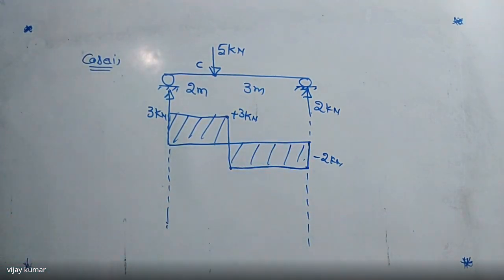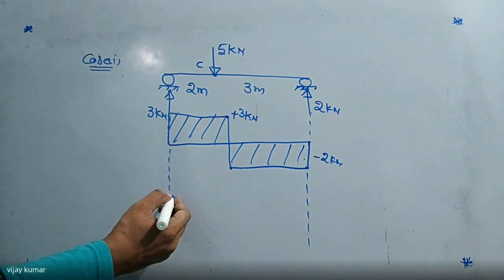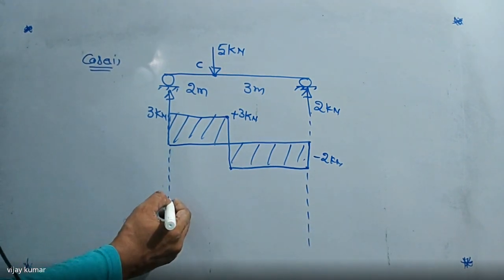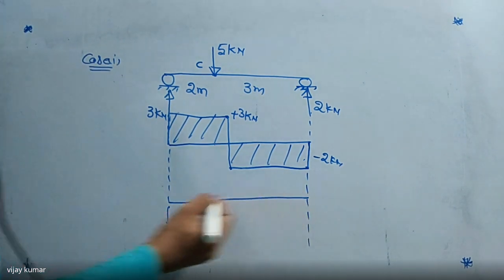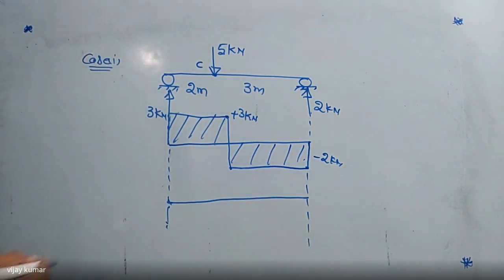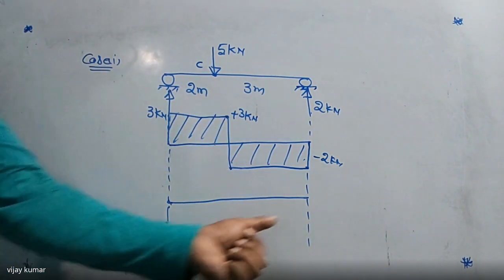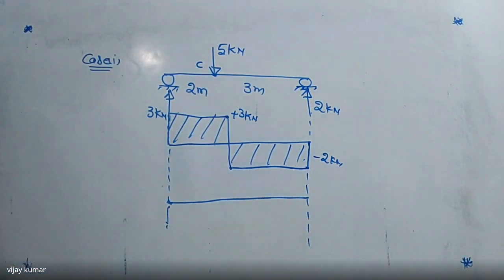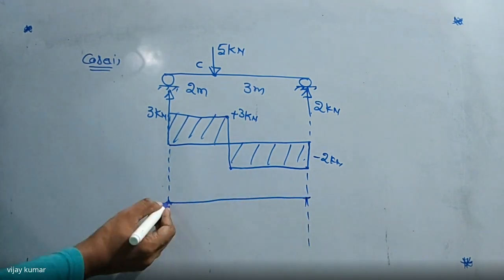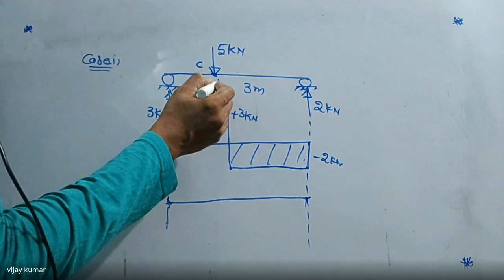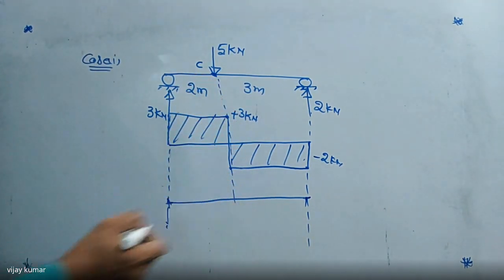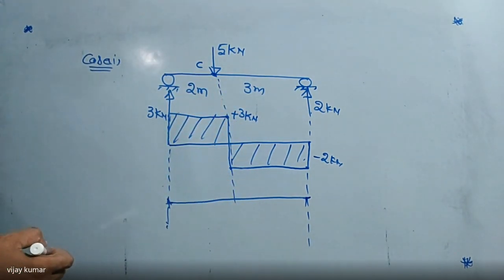Okay, right. Now I am going to draw the bending moment diagram here. Now tell me here. For a simply supported beam, I have already told you, bending moment at the two supports must be 0. So here is 0, here is 0. Now tell me here, what is the moment about C here?